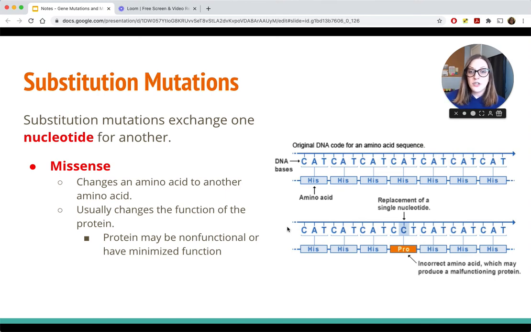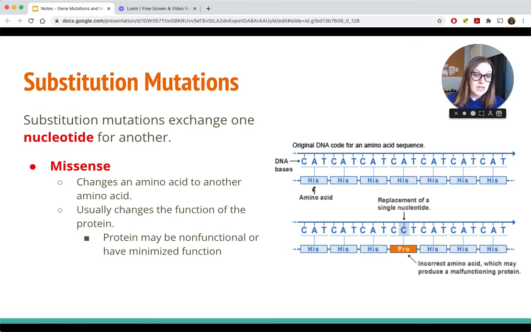So again, substitution mutations exchange 1 or more nucleotides for another. A substitution mutation can also be classified as a missense substitution mutation if the amino acid that it's supposed to code for has changed to another amino acid.